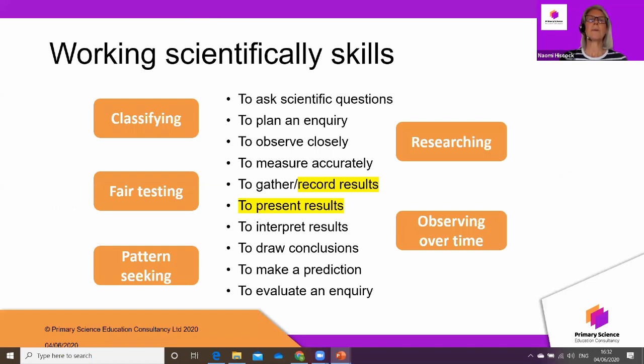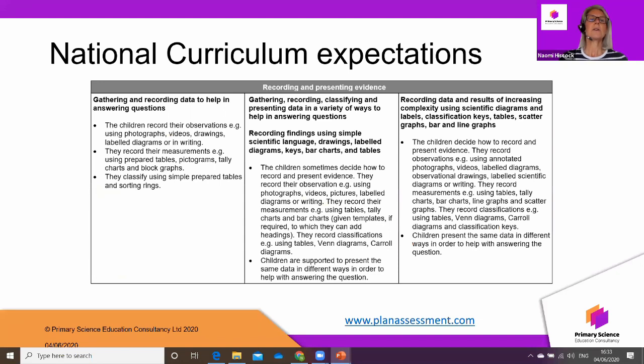So just to refer back to the skills and the inquiry types, we've got the 5 inquiry types which you can see around the outside there: classifying, fair testing, pattern seeking, researching and observing over time. And this afternoon I'm going to be talking about those 2 parts that I've highlighted in red: recording results and then presenting results.